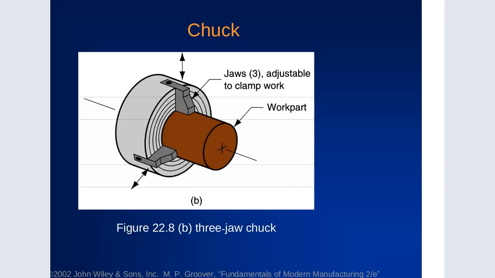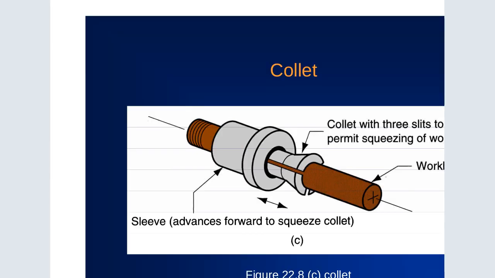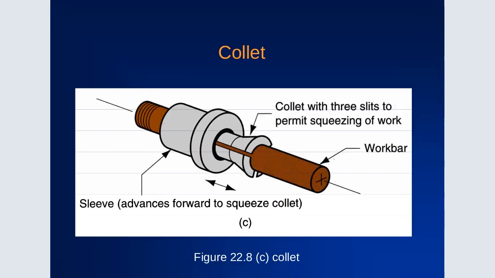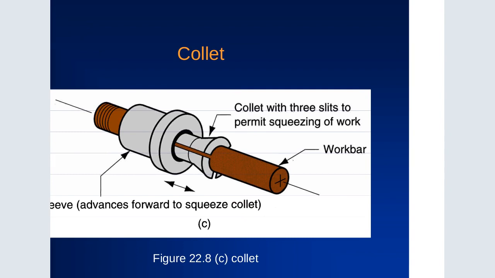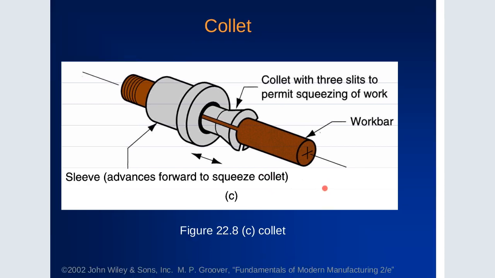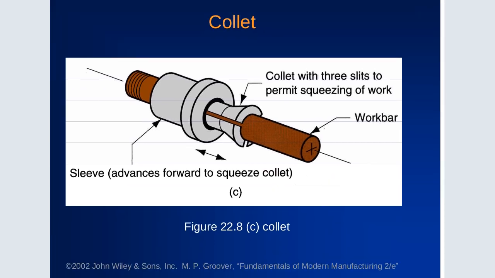We have the chuck, a three jaw chuck, with three adjustable jaws to hold the work part. The collet way is here. The collet has three slits that permit squeezing of the work. You can see the work bar there. The sleeve advances forward to squeeze the collet.